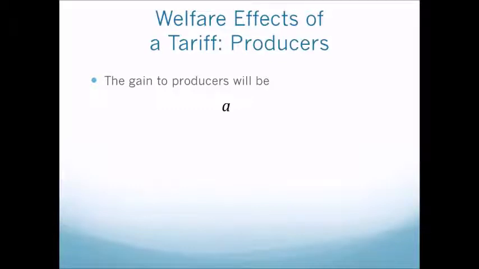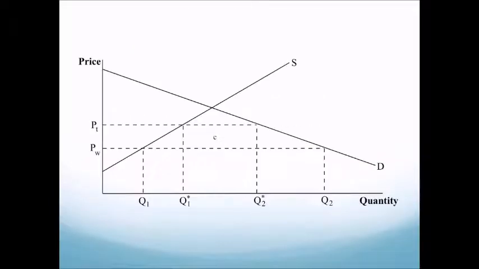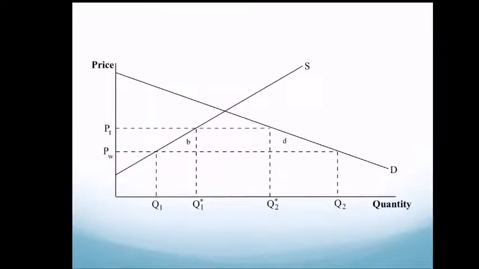The government collects tariff revenue equal to T times the number of units imported, Q2 star minus Q1 star. Area C is transferred from consumers to the government. This is another income distribution effect. Consumers lose A plus B plus C plus D, but A is transferred to producers and C is transferred to the government. The net loss to the economy is B plus D.